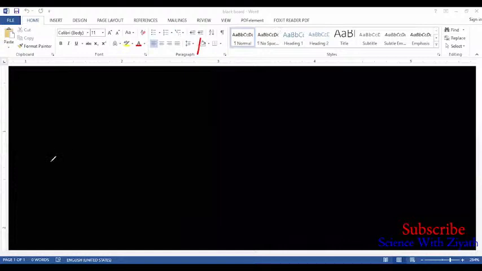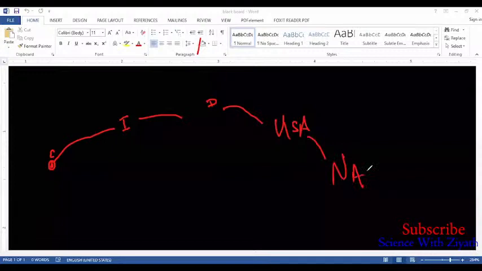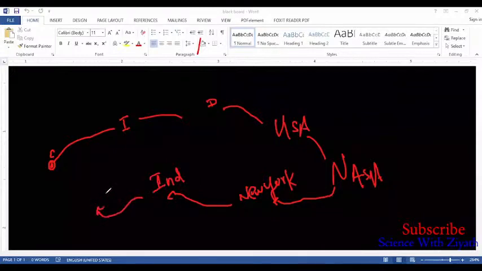For example, here you are starting your journey from Colombo and you are going to India, then you are going to Dubai, then you are going to USA, then you are going to NASA. And after that you're returning to NASA, then you are coming to New York. And you're coming back to India. And you're coming back to Colombo. And your starting point is from home. You're from home, you started that.